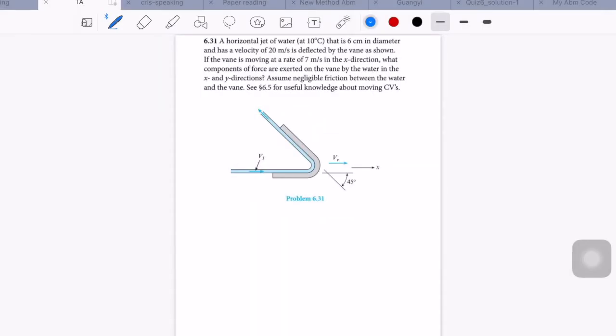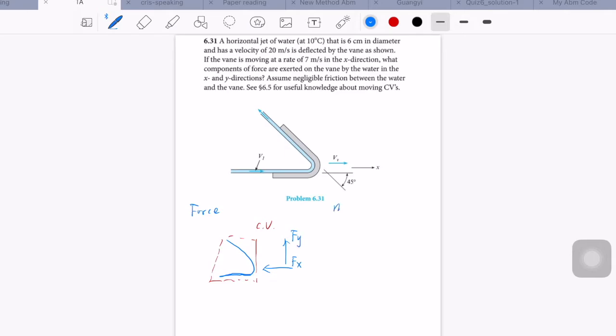For the first problem, we need to find the force of the water on the vane. First, we need to select the CV and sketch the force and the momentum diagram. So for the force diagram, we'll select the CV. And we'll assume that the force in the x-axis is to the left, and the force in the y-axis is upward.